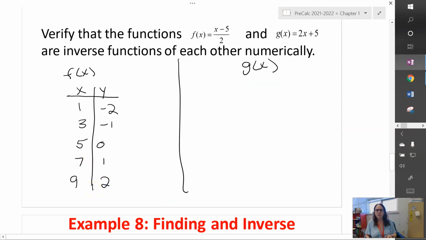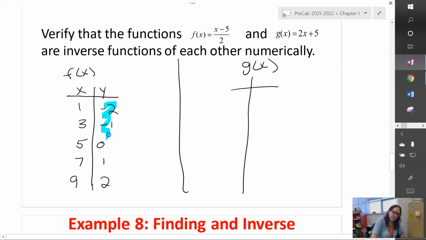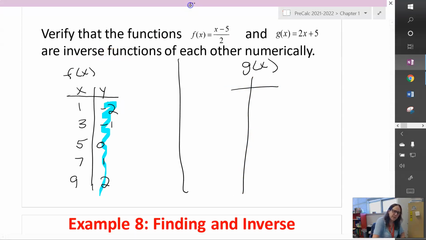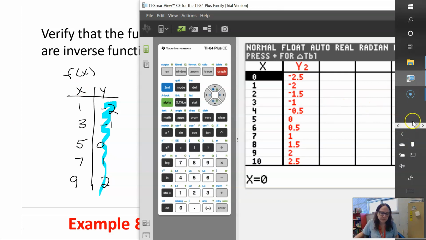Now since these are inverses, the x and y's should swap. So I'm going to copy the y's from my table, so these here, and use them as the x's. So negative 2, negative 1, 0, 1, 2. So now I'm going to graph the g of x on my calculator, and then look up the values on the table for these x values I've selected.